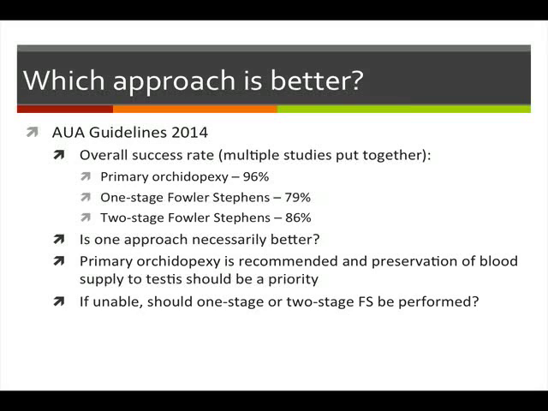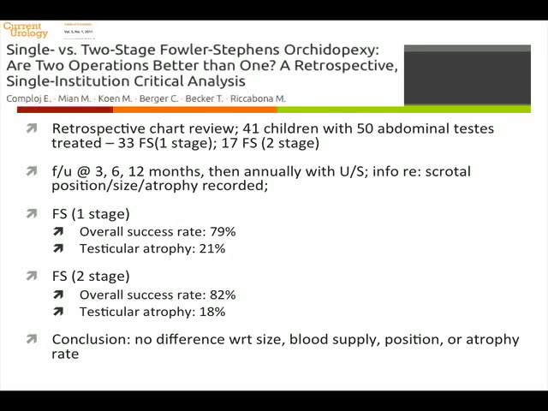The new guidelines state that in terms of overall success rates, they are quite good: primary orchidopexy about 96%, one-stage Fowler-Stevens, and two-stage 88%. They do recommend primary orchidopexy as a priority if you're able to do it, and if you're not able, a one or two-stage procedure can be done.